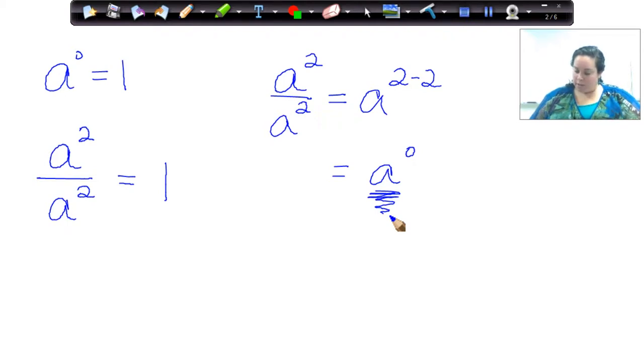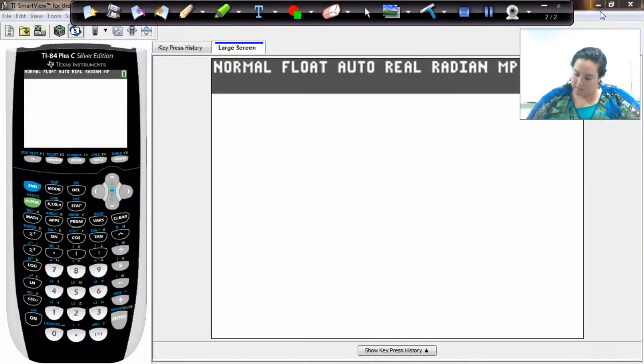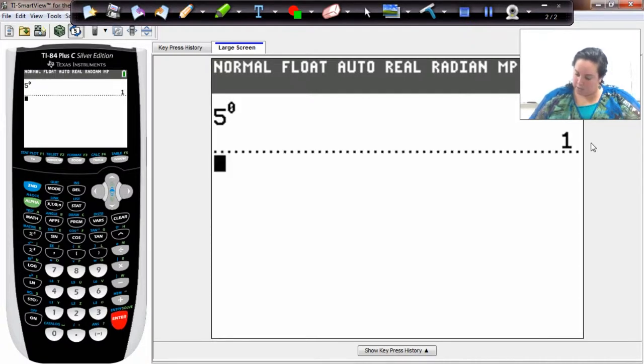If you're not sure, you can plug it in on your calculator and you will see that it works out. How do you type in a to the 0 on a calculator? Let's see if we can pull that up real quick. Okay, there we go. If you want to type in, let's say, 5 to the 0 power, use this caret button right here. That will give you an exponent. 5 to the 0, enter. And it's just 1. Great.